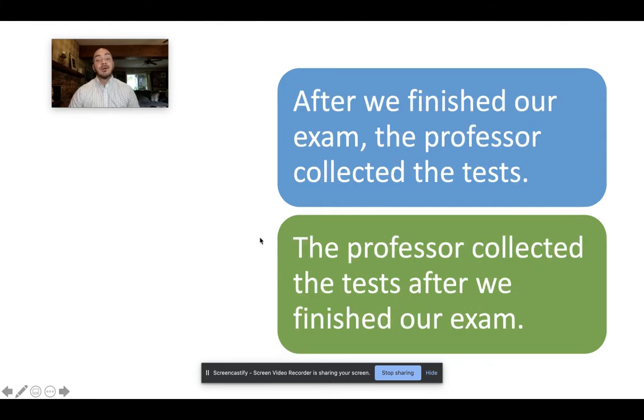Let's take a look at a few more examples. After we finished our exam, the professor collected the tests. The professor collected the tests is a complete sentence. It's an independent clause. However, after we finished our exam is a dependent clause. We know that because it begins with a subordinating conjunction. So we can write it that way, as in blue, or we can flip it, as in the green example. The professor collected the tests after we finished our exam. After is still your subordinating conjunction, and after we finished our exam is still your dependent clause.